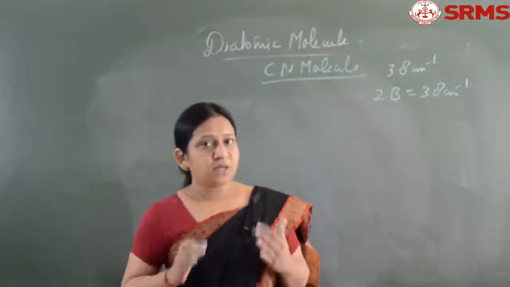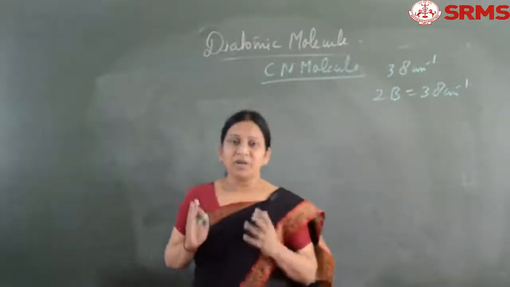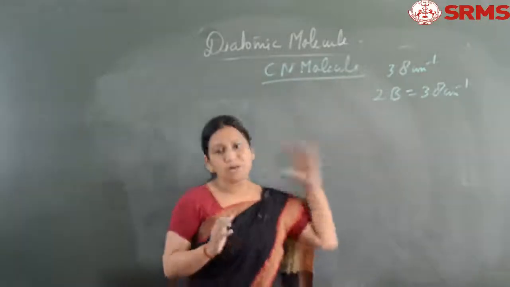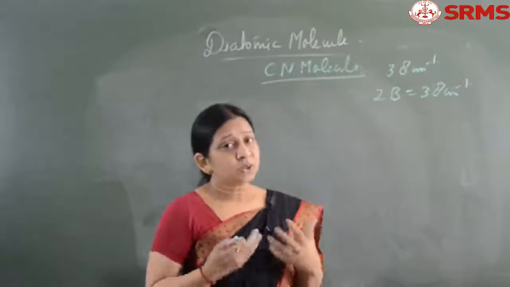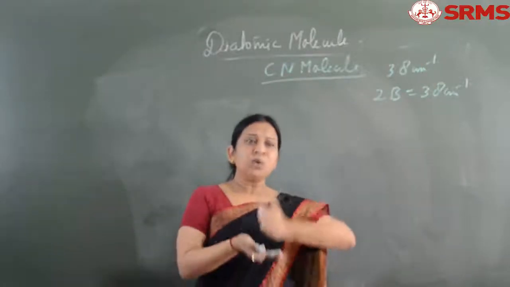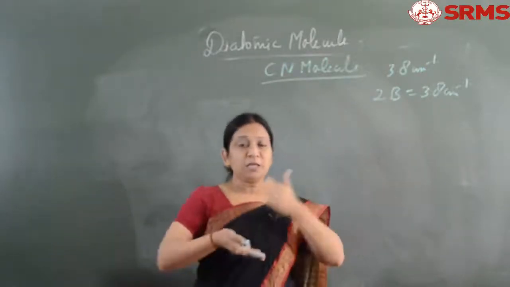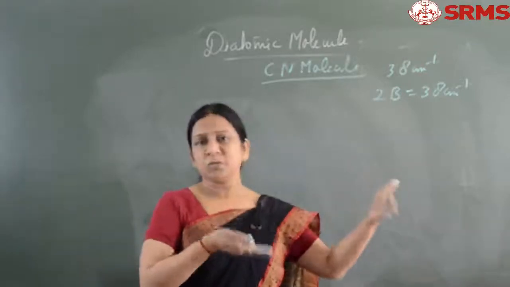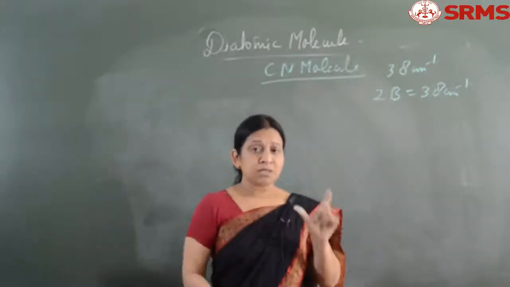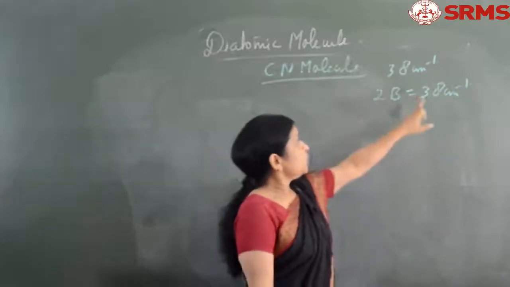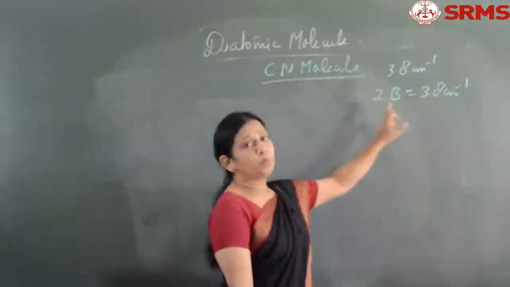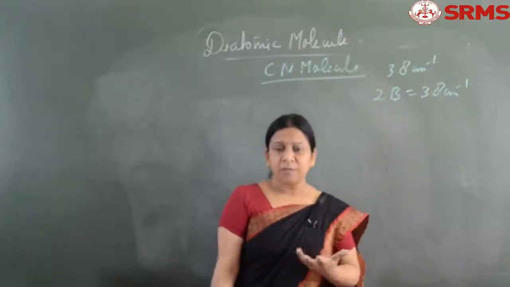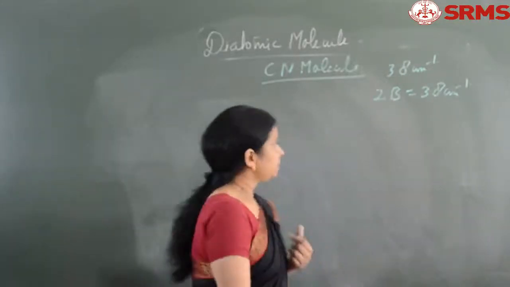I repeat the numerical again. We have a molecule, the CN molecule, and it is rotating in a gaseous state. When it is rotating in the gaseous state, it gives a series of equally spaced lines where the interspacing between the lines is equal to 3.8. Interspacing means we are talking about 2B. We have to calculate the internuclear distance.